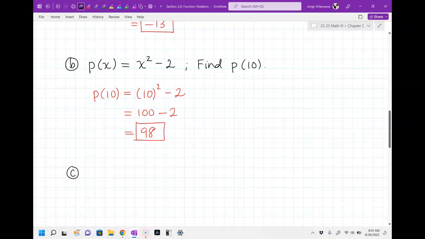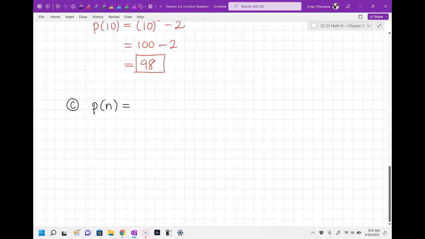Remember, all you're doing is plugging things in, okay? So P of n. So instead of P of x, they're going to give me P of n. Again, this is a problem for you guys. 0.5 absolute value of n minus 1.9 absolute value n's. And they want me to find P of negative 7.6. Now you might say, well, hold on, that's a little bit tougher. I can't do that in my head. That's okay. It says round to the nearest hundredth, so most likely you're using a calculator.